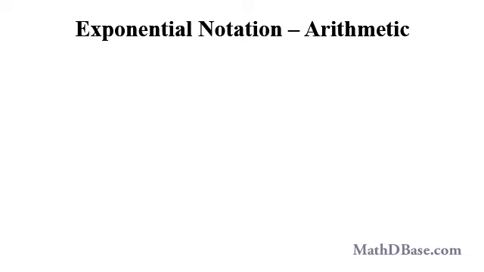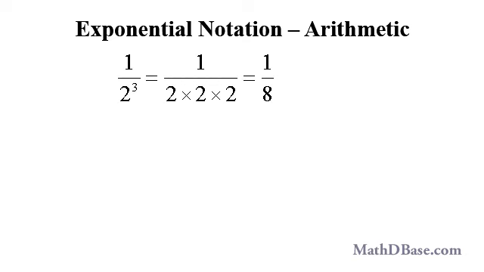For the reciprocals of powers of numbers, we use negative exponents. So 1 over 2 to the third is written 2 to the negative 3. But since 1 over 2 to the third is equal to 1/8, 2 to the negative 3 is also equal to 1/8. We will get back to these negative exponents later.